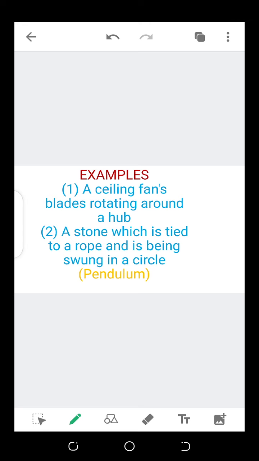And in the process, we say that it is in circular motion, because one, it is moving, and another, it is tracing a circular path.